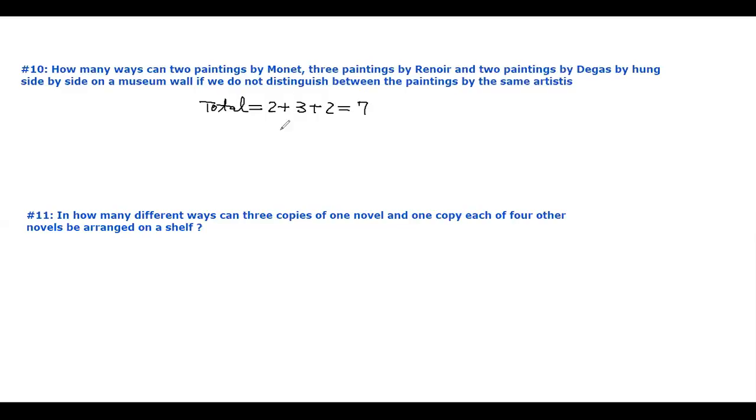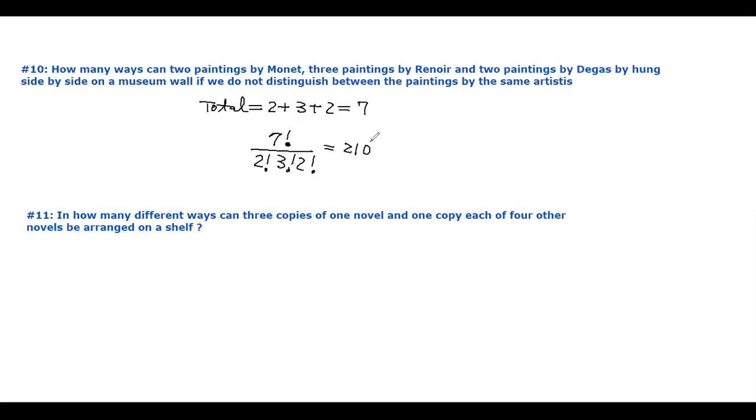Overall you have 7 factorial, but 2 of them are by Monet, so they are the same, so you divide by 2 factorial. Then 3 of them are by Renoir, so divide by 3 factorial, and 2 of them are by Degas, so divide by 2 factorial. Now you put it into your calculator and you get 210. So you have 210 different ways here.